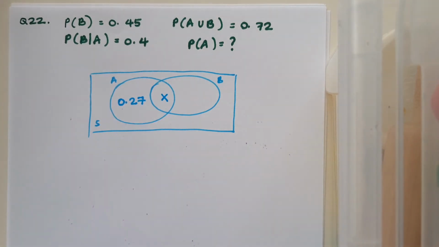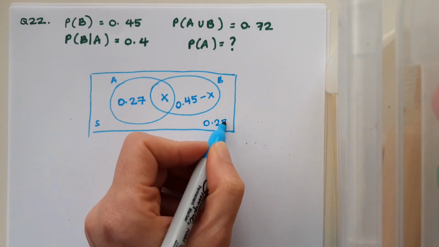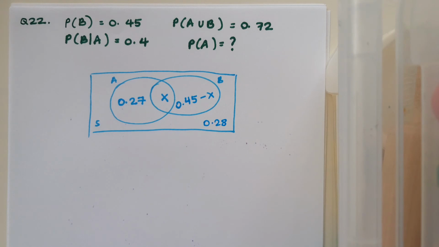And that's going to free me up to write in something in the remaining portions of the diagram. I know that B has a probability of 0.45. So this part of the diagram must be 0.45 minus the X from the intersection. And again, if you like, you can fill in what's outside of A and B, but it's not really compulsory, just for a sense of completeness more than anything else. 0.28 can go in out here.